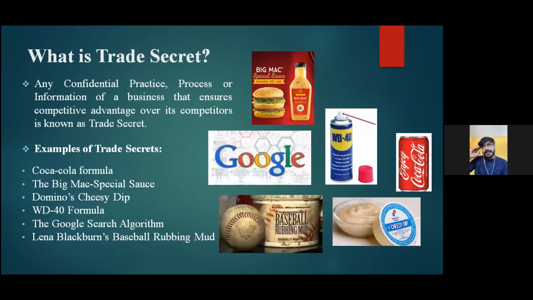Trade secret is something which is an outcome of an intellect, and that is why it is considered a form of intellectual property. A trade secret is any confidential information, any confidential practice, could be a process of any business, that ensures competitive advantage over its competitors to that particular holder of the trade secret.